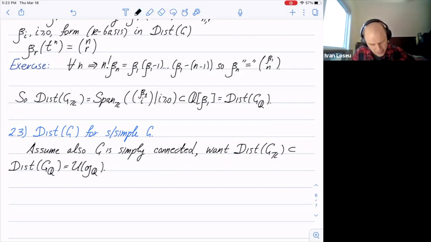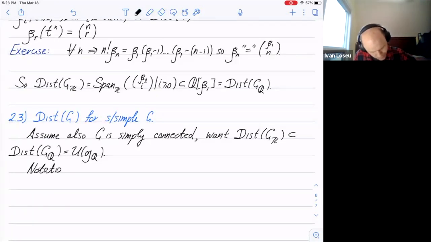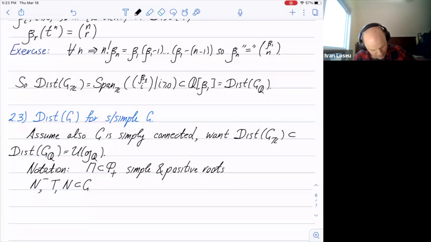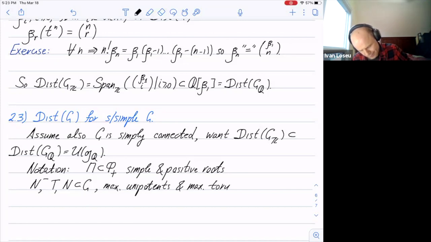Okay, so for this, I will need notation. Pi inside of Phi plus is going to be simple and positive roots. And then inside of my group G, I have three subgroups. I have N minus, T and N inside of G. So N is a maximal unipotent, and T is a maximal torus. And then inside each of the three of them, I have a whole bunch of one-dimensional subgroups. So here they are indexed by positive roots, and in T they are indexed by simple roots.